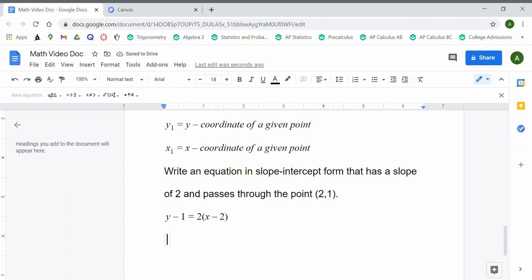So we simply have to solve for y. We're going to do y minus 1 equals, use distributive property, 2 times x equals 2x. 2 times negative 2 is negative 4. Add 1 to both sides and we get y by itself. 2x minus 4 plus 1. That's negative 3, right? Okay. So there you have it. All there is to it.